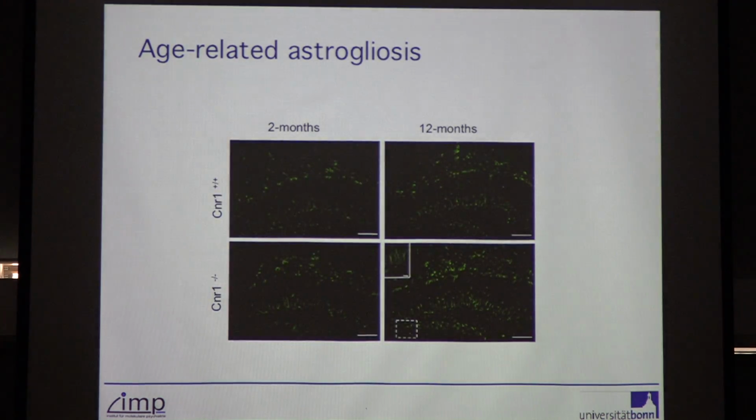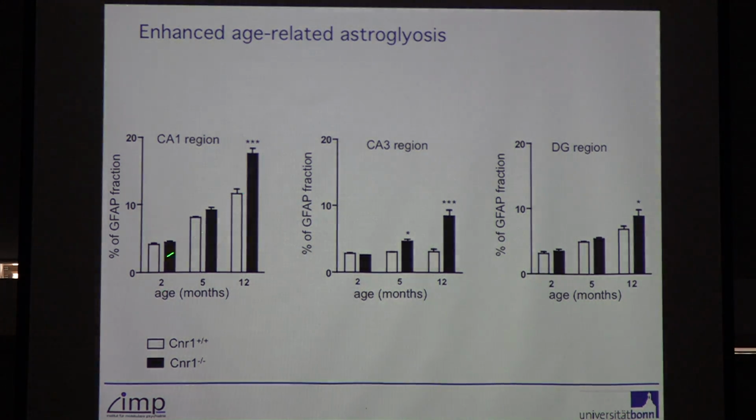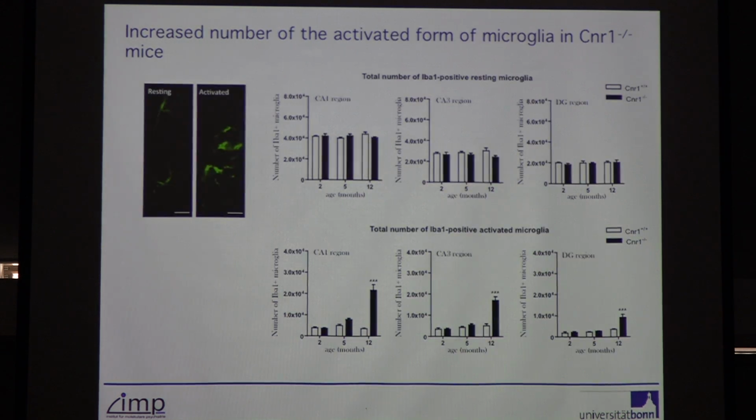We also see that we have an increased expression of GFAP. It's a normal function of aging, so the astrocyte activity increases as individuals grow older. That's also true for us. But this is much more in CB1 knockout mice. So you can quantitate this, you can see that in old mice they have a much stronger astrogliosis than the corresponding wild type in all brain regions.